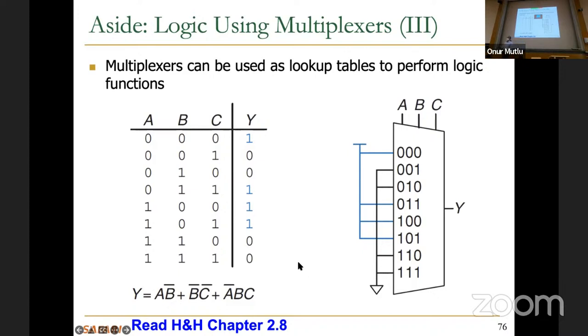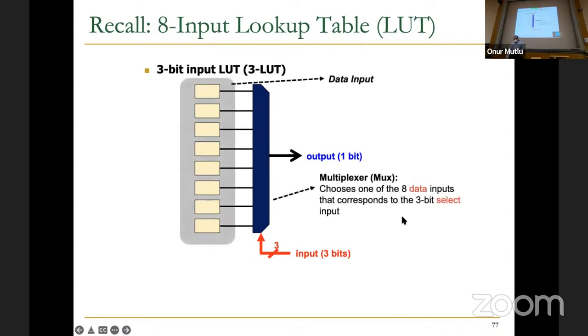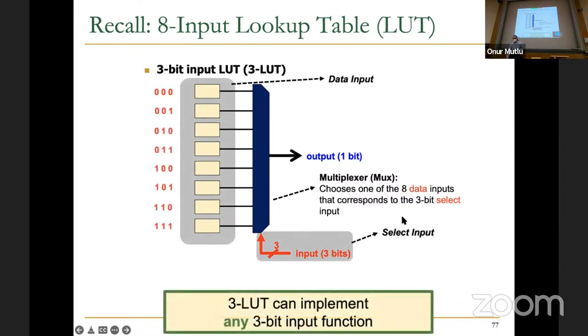You can program these, right? You can also think of these as, again, minterms of the function, right? Okay. So recall the slides that Atabek covered in the FPGA lecture. This was our multiplexer, basically a three-input lookup table. It used a multiplexer. I'm not going to go over this again. You've seen this, but now it makes sense, hopefully. A three-input lookup table can implement any three-bit input function because the multiplexer can implement that function.